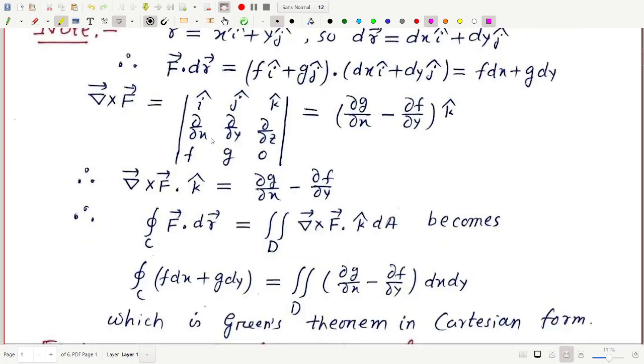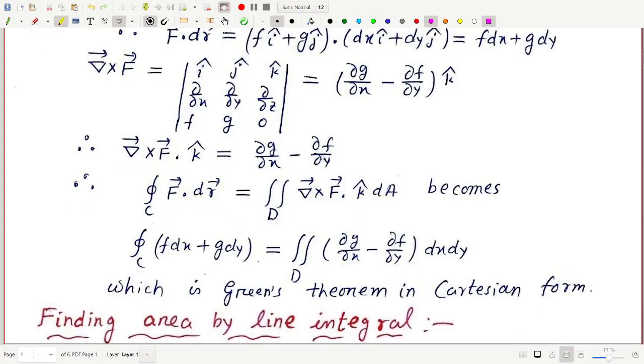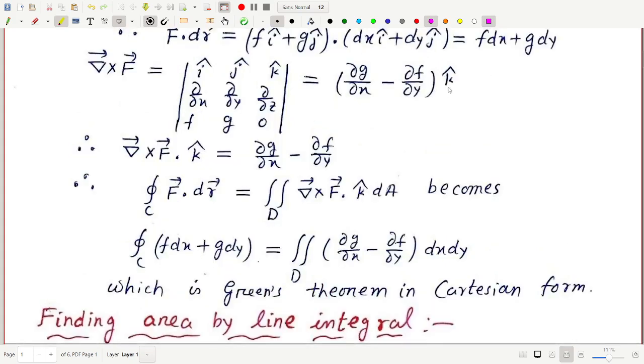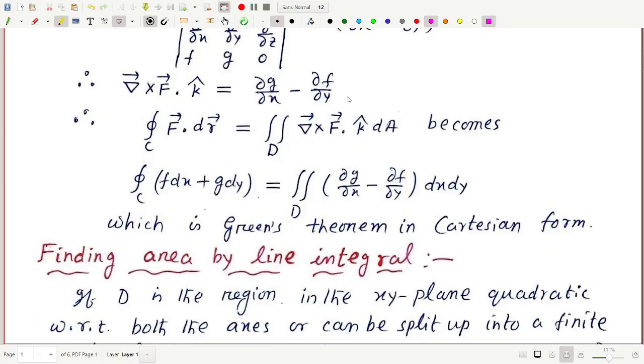So it is just del g by del x minus del f by del y into k cap, because the other parts are 0. See, del y of 0 is 0, and del z of g is 0 because g does not contain z, so the i cap part is not there. Similarly for the j cap part, it is del x of 0 minus del z of f, and there is no z in f, that's why the other parts are 0. So this is curl f. Now curl f dot k cap, obviously, if we take the dot product with k cap, is just del g by del x minus del f by del y.